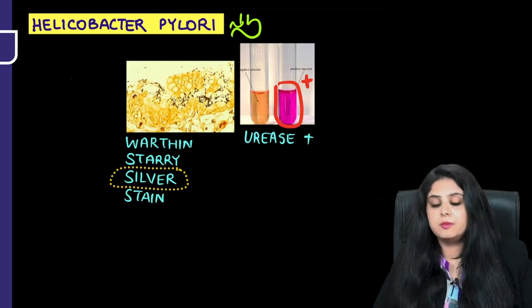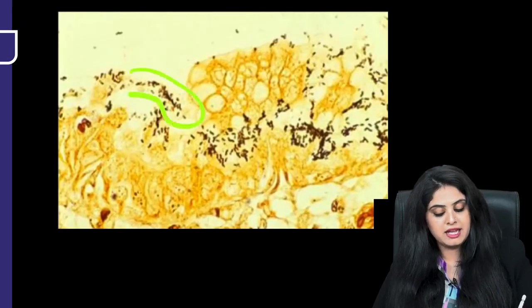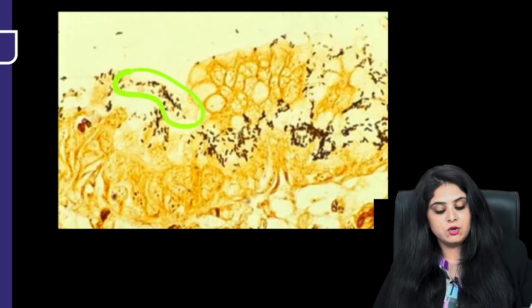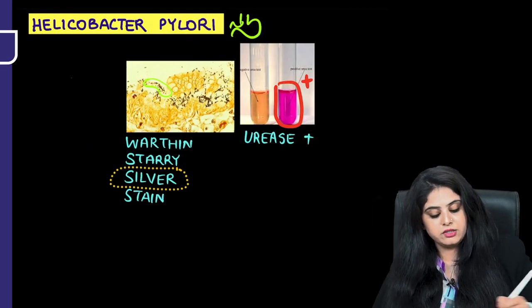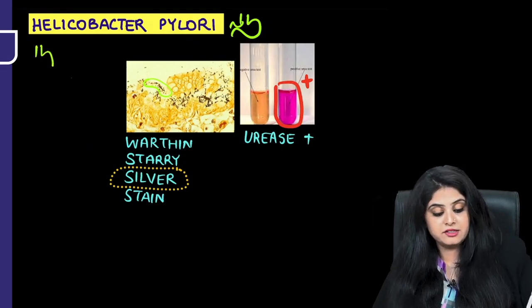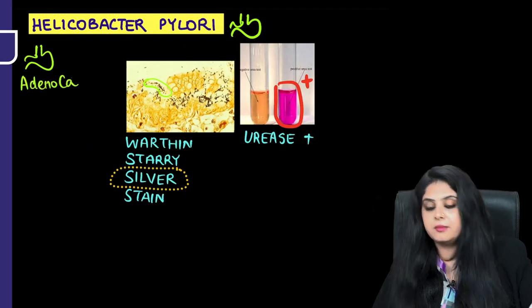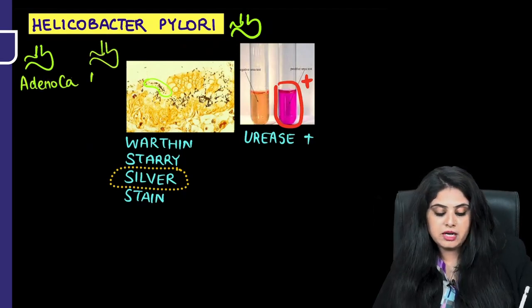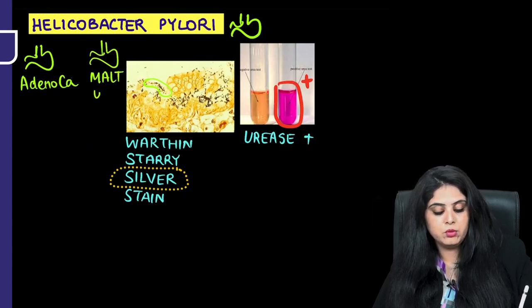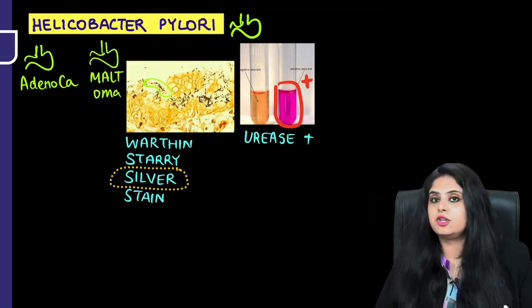If the word silver comes, this means everything is gonna turn black, as you can see over here. So Helicobacter pylori. And if I ask you what are the two cancers that it's gonna cause? Number one, it's going to cause adenocarcinoma in the stomach, and number two, it's gonna cause maltoma in the stomach. So basically, both of them are stomach cancers that it shall be causing.